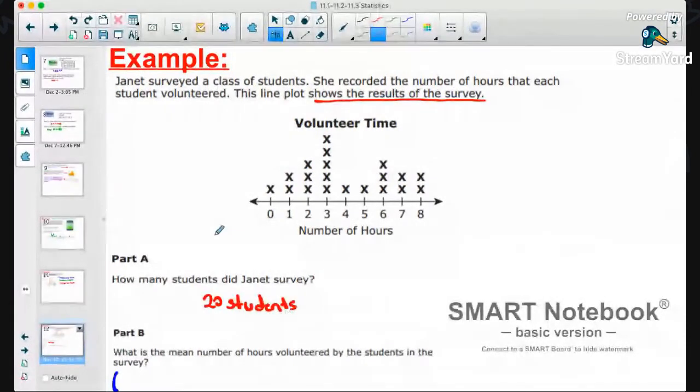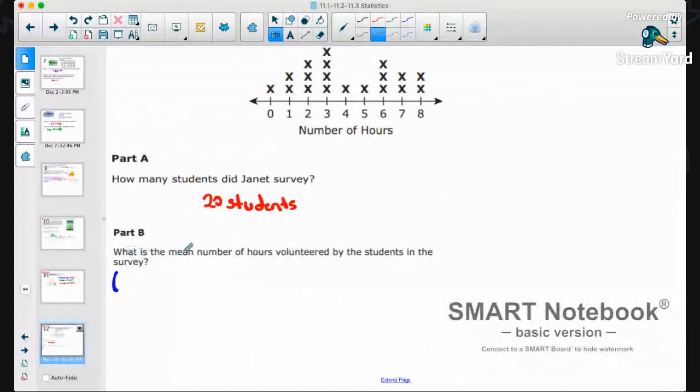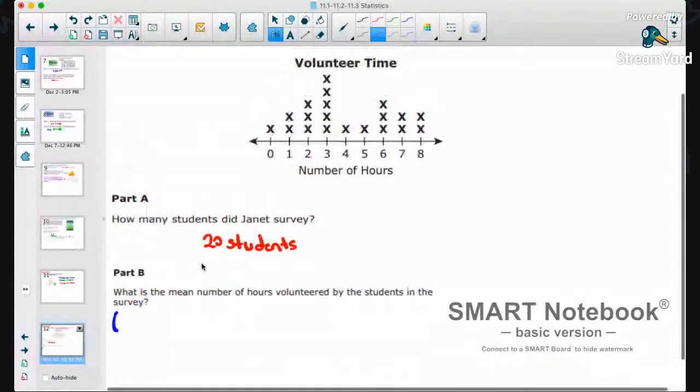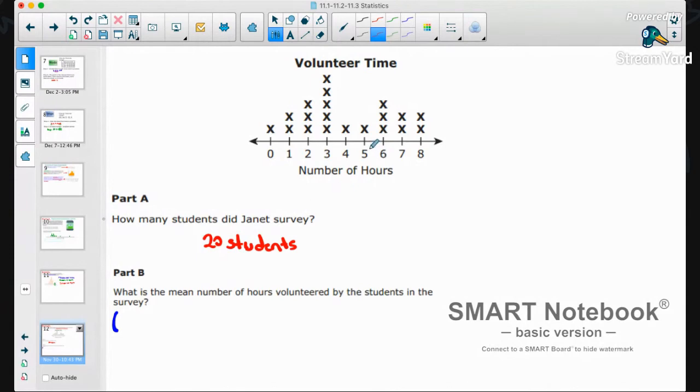Part B. What is the mean number of hours volunteered by students in the survey? Remember, what was the mean, ladies and gentlemen? You need to add all the given data and divide by the number of data. So how am I going to add all the data? Data here is number of hours. To be able to understand the total number of hours, I need to calculate it.